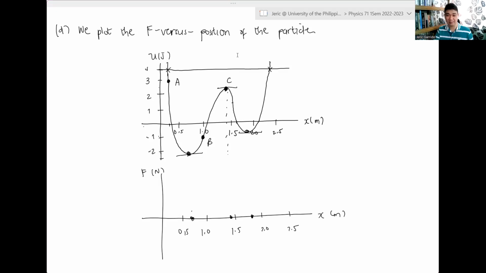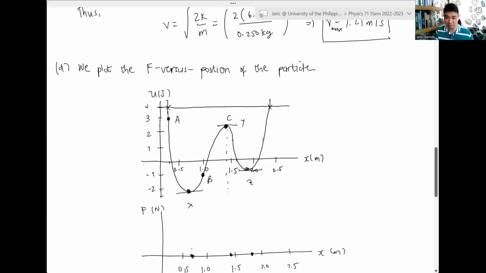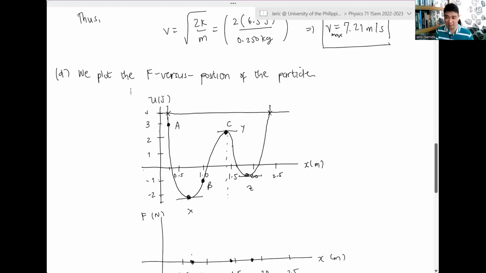Okay, clear naman. Sana clear naman. Okay, next. Let's now go to the actual slopes. Kasi after mo mahanap yung mga points, you determine the slopes. So for example, in this region, before this region, let's say X to, Y to, tsaka Z to, para na lang malinaw. So before X, what's the sign of the slope?